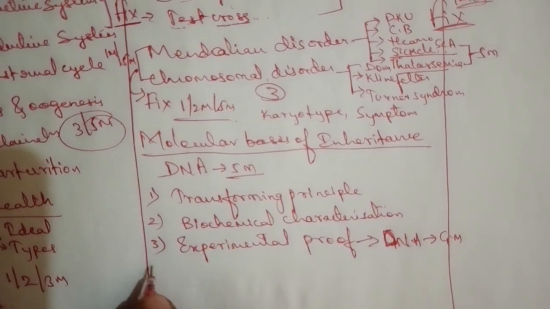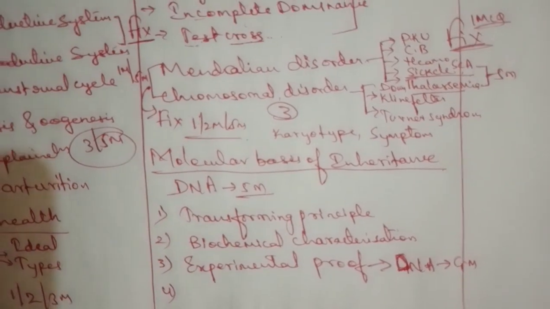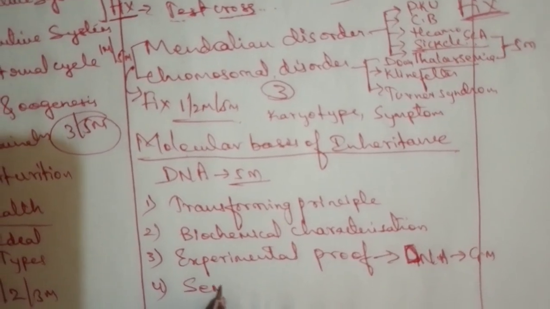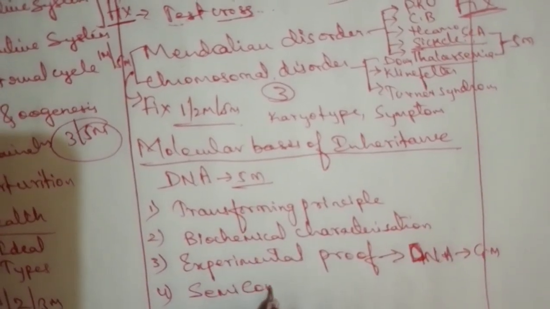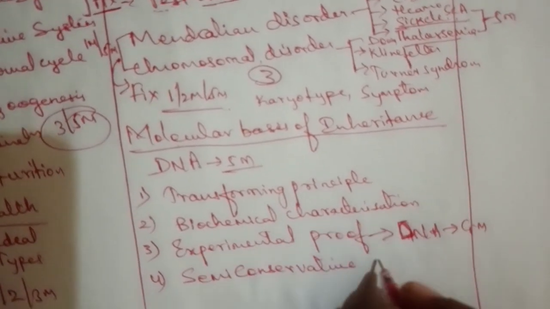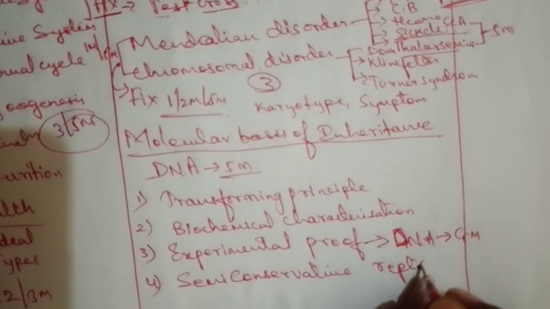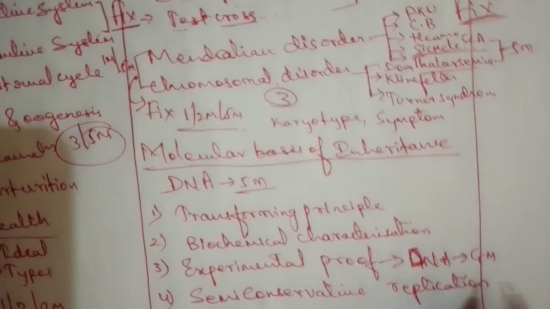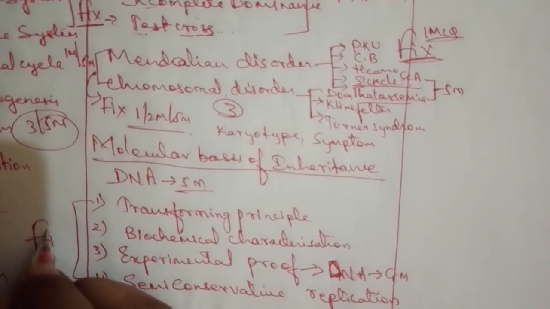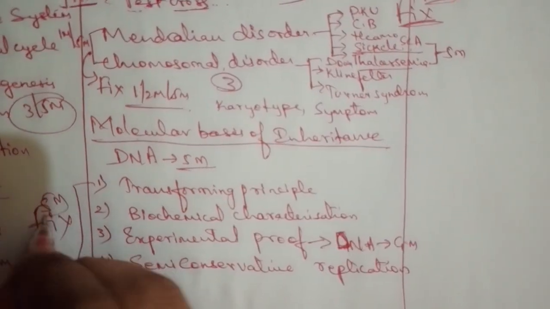Followed by that, the 4th one is semi-conservative replication. So here you will get a total of 4 important experiments. Among that, one will be fixed for a 5 marks question.